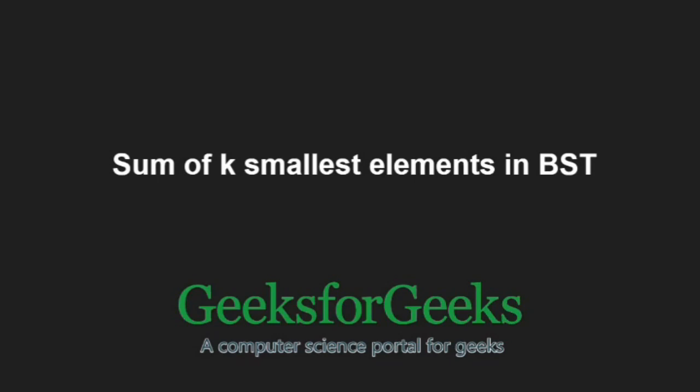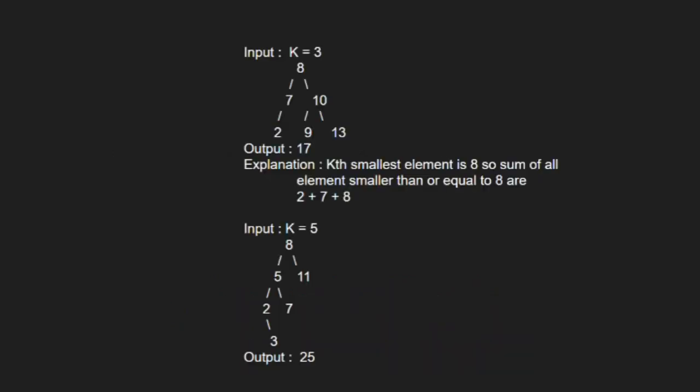In this video, we are going to understand the program which finds the sum of k smallest elements in a binary search tree. First, let us take an example. In the first example, if k is equal to 3, then the sum of elements will be 2 plus 7 plus 8. That is 17.